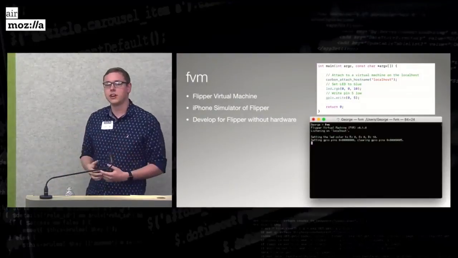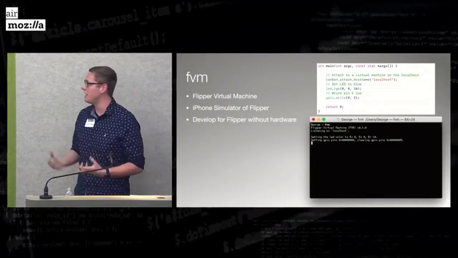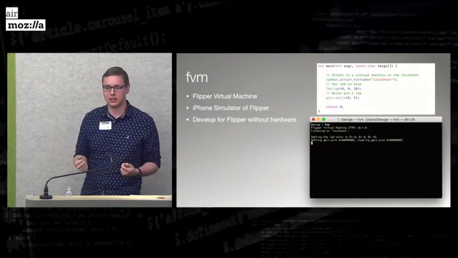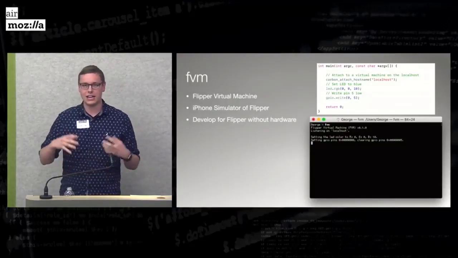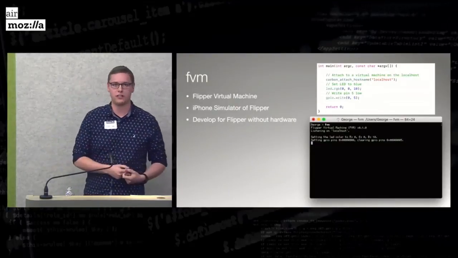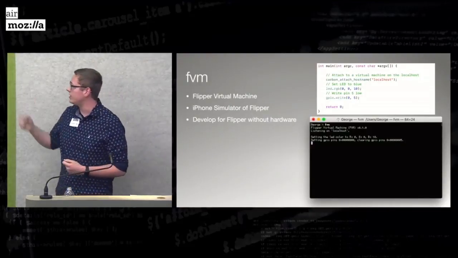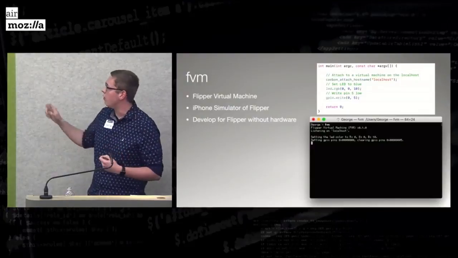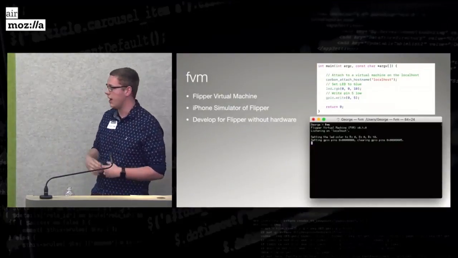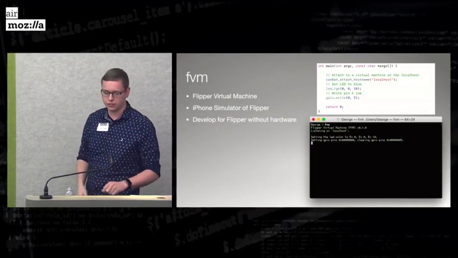So after this talk, if you rush over and you clone our Git repository, the first tool that you'll probably be interested in using is FVM. FVM is essentially the iPhone simulator of Flipper. So it enables you to develop and debug Flipper applications without actually having a physical Flipper device attached to your computer. So here is a simple example where we're connecting to an FVM over localhost, setting an LED color, writing a GPIO pin, and we can see the side effects that the board would be performing if it were attached to the computer.